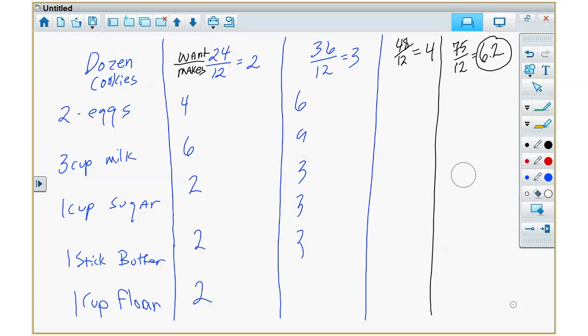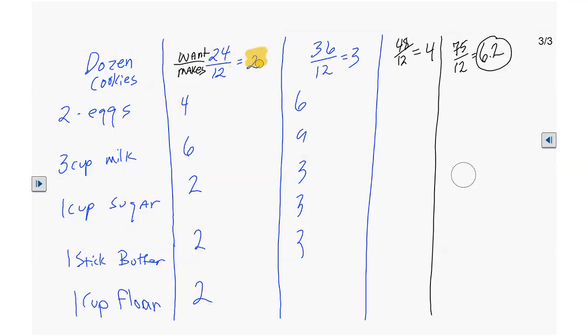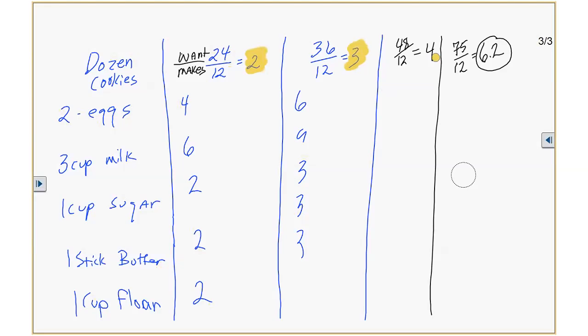The whole point is all of these numbers right here are what we call multipliers. Now you're used to using them because some of you might be cooks and chefs. But you have to have a multiplier to multiply by if you're going to extend a recipe that just makes 12. If it comes out to be a decimal, you multiply by that decimal. Does everybody understand that?